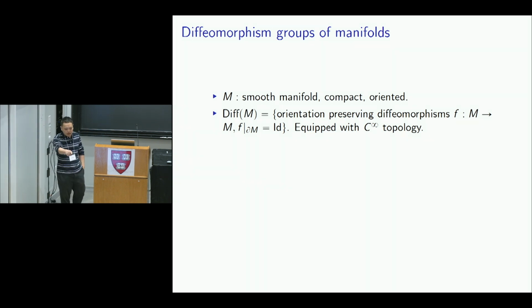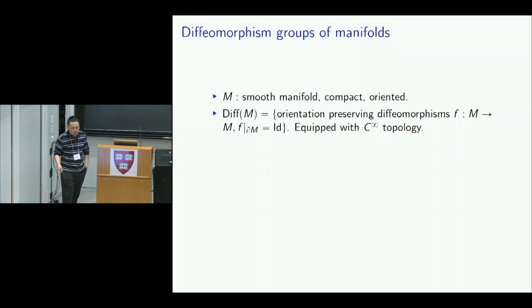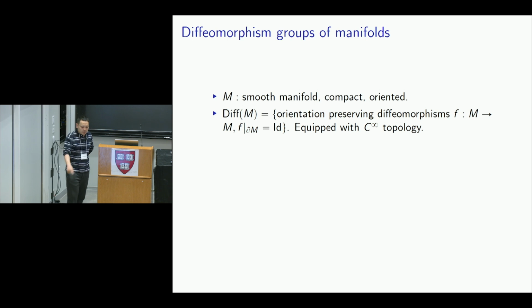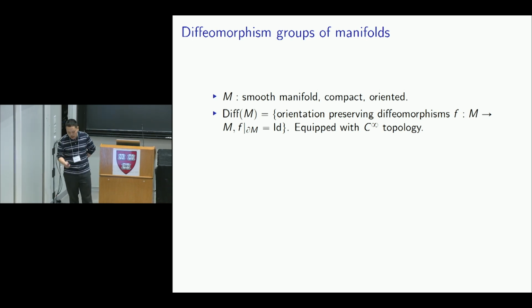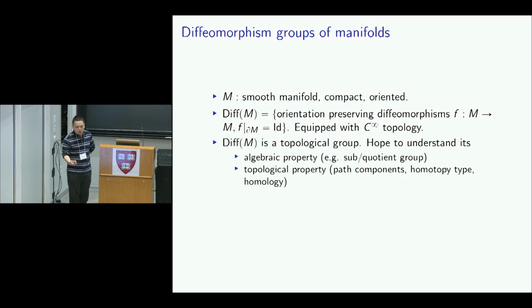Some people use different notation. They put a partial symbol here and there to indicate that we are thinking about diffeomorphisms relative to the boundary, but I'm just ignoring that. This space can be equipped with the C infinity topology, making it into a topological group.